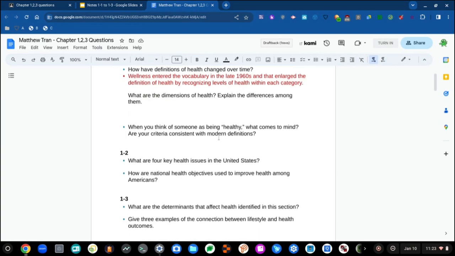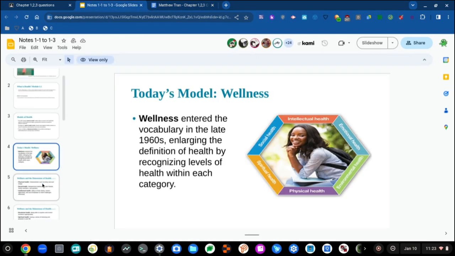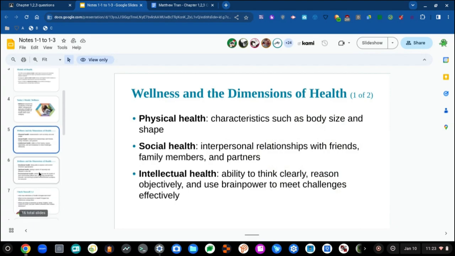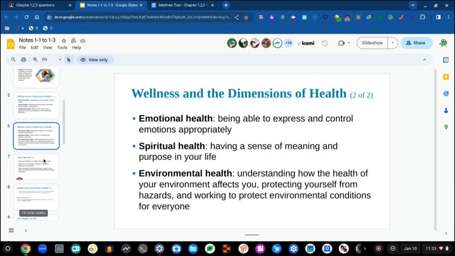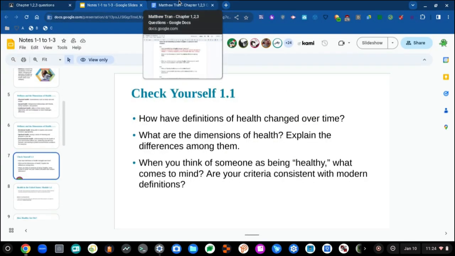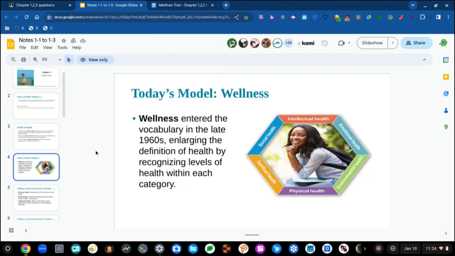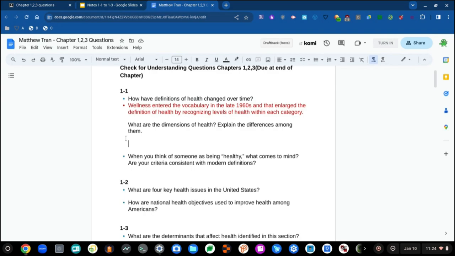So we have how health has changed over time. Can you give me one example of how health has changed, or one of those periods? Tell me what it is. Anybody want to volunteer, or should I just call people? In my other class, there's a couple of people who are always speaking up. Some classes are like that. Okay, so I'll just call somebody and see if you have the answer. Ismail, can you give me an example of how health has changed over time?